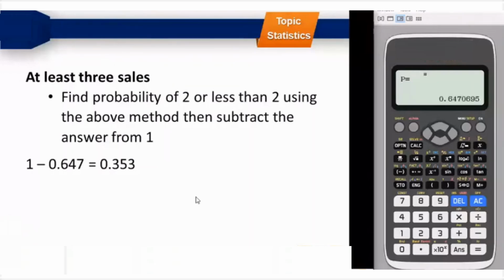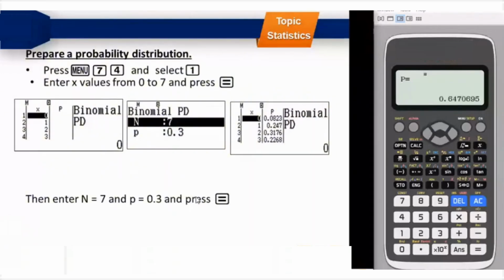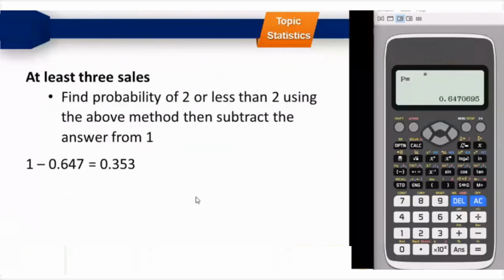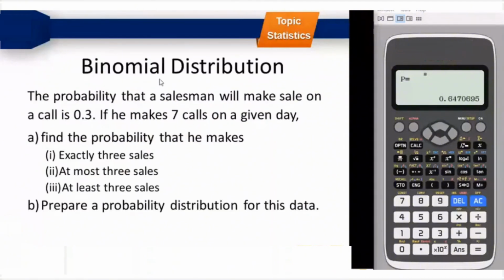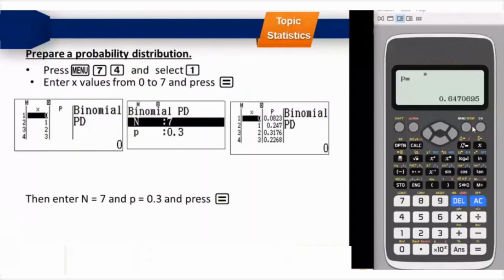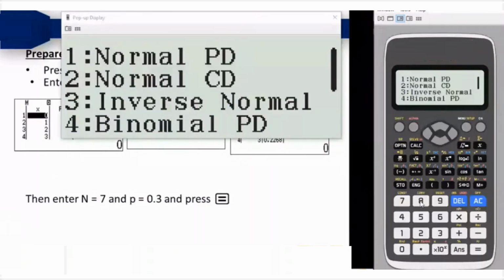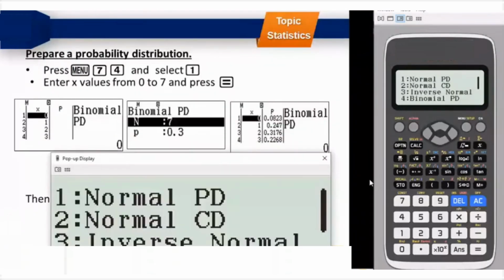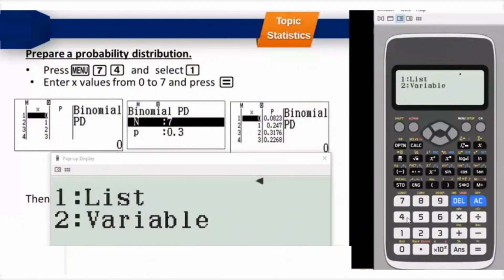if you are told to make a probability distribution table for this particular data, and the data was that there are 7 trials, 7 calls, probability of favorable outcome is 0.3, and you wish to make the probability distribution of the data, then you have to once again go to menu 7, scroll, and press 4, and once you press 4, it's asking list or variable.